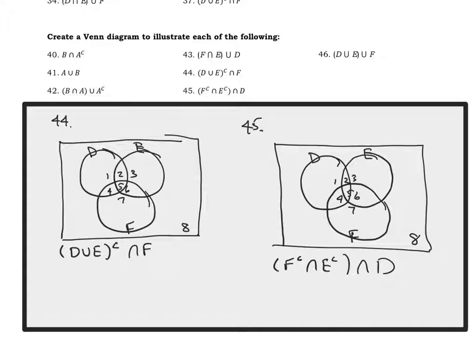Okay, so on 44, looks like I want the union of D and E, but I want the complement of that. The union of D and E would be sections 1, 2, 3, 4, 5, and 6. But the complement of that is going to be sectors 7 and 8. And then I want the intersection of that and what's in F. F is going to be sectors 4, 5, 6, and 7. Looks like the only thing I have in common there is going to be 7.